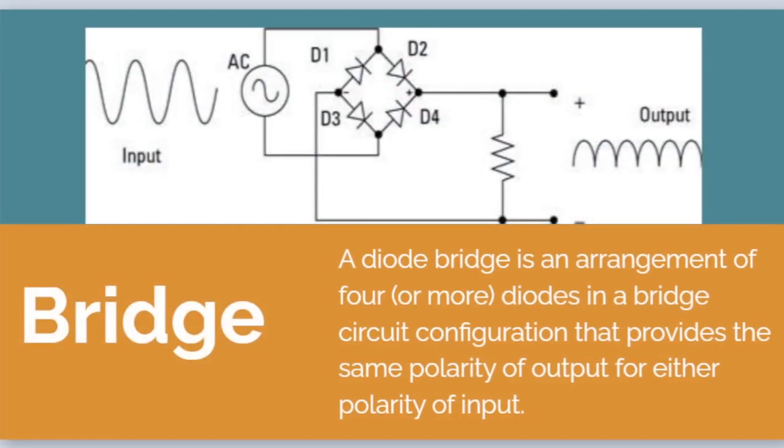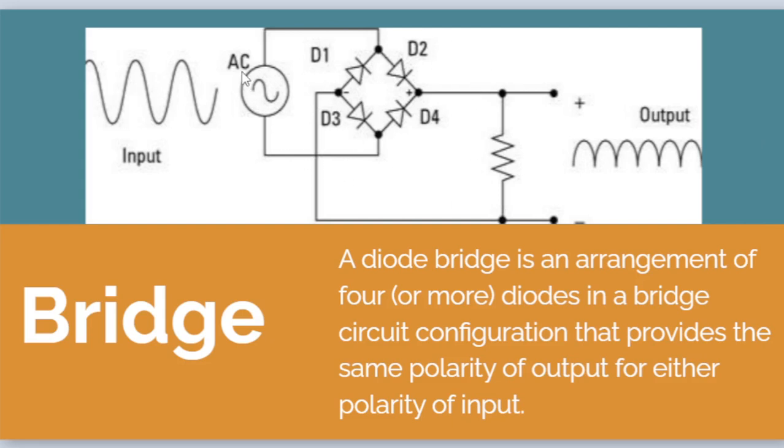The bridge. A diode bridge is an arrangement of 4 or more diodes in a bridge circuit configuration that provides the same polarity of output for either polarity of input. So the bridge is an arrangement of 4 diodes that are connected together, as you can see in this image.